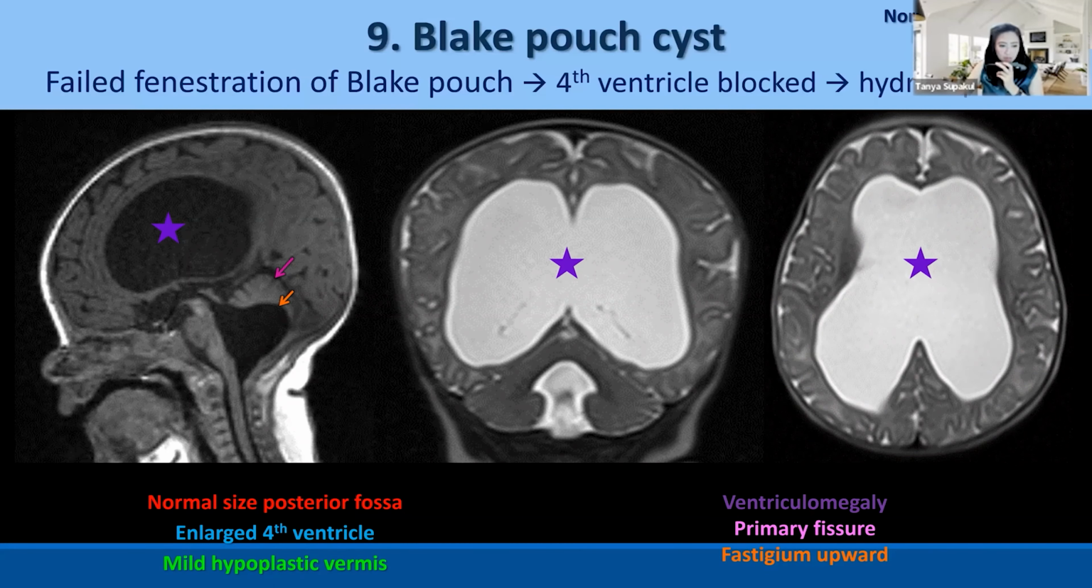Patient has a cystic dilatation of the posterior fossa and causes obstruction. So this is a Blake's pouch cyst, which is failed fenestration of the Blake's pouch and causes an obstruction at the fourth ventricle. So that's why patient has a hydrocephalus. So this is the ninth diagnosis already.